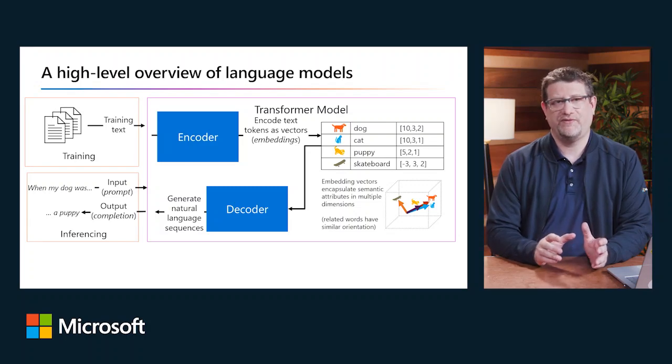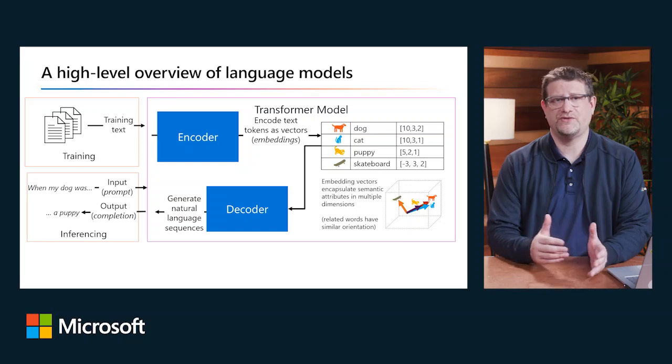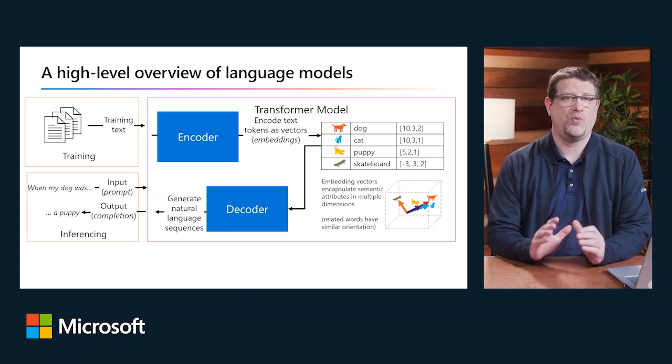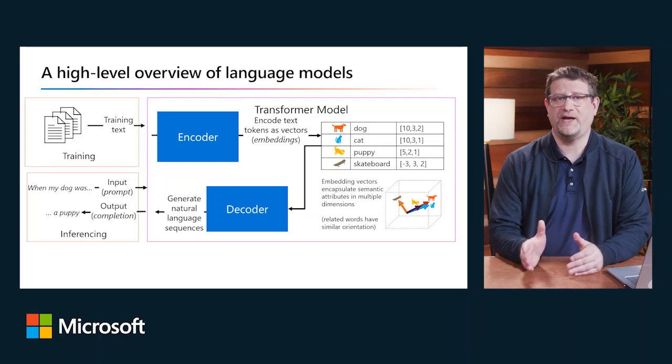In practice, the specific implementation of the architecture varies. For example, the Bidirectional Encoder Representations from Transformers, BERT, is a model developed by Google to support their search engine and uses only an encoder block to generate semantic vector representations of text, while the Generative Pre-trained Transformer, or GPT, model, developed by OpenAI, uses a decoder block to generate sequences of natural language.